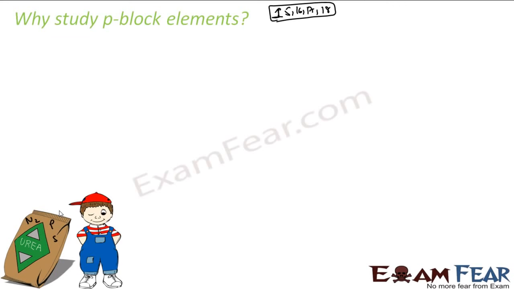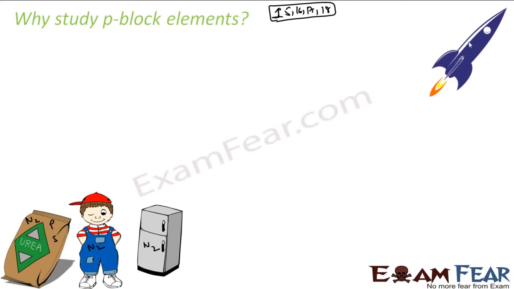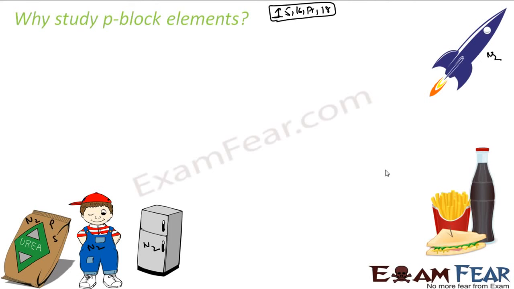So if we talk about human beings, the proteins which we have, the muscles which we build, that is also nothing but nitrogen, and that is a P-block element. In refrigerant we use nitrogen. In rocket fuel we use nitrogen. In the food industry, when you prepare soft drink, baking powder, etc., you use phosphorus. That is also my P-block element.